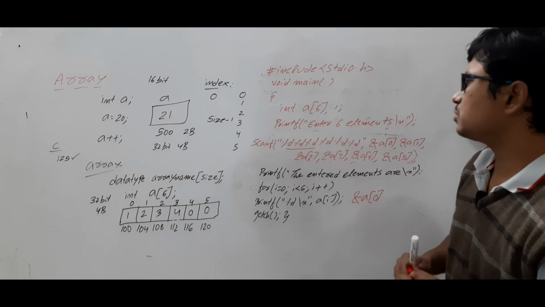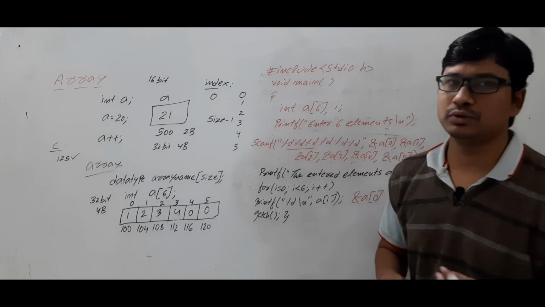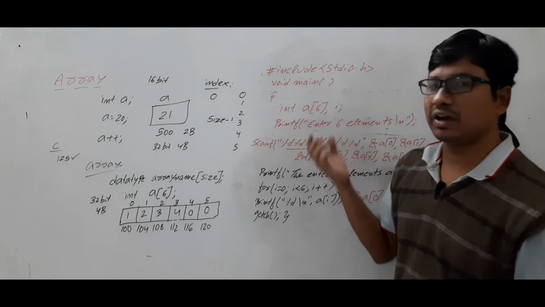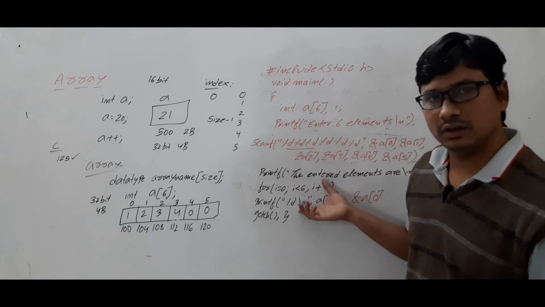Now as there are only 6 elements, you are able to do it using a single scanf, no problem, without using loops. If the array consists of 100 elements, then it will be very difficult. So that's why you had better go for loops.